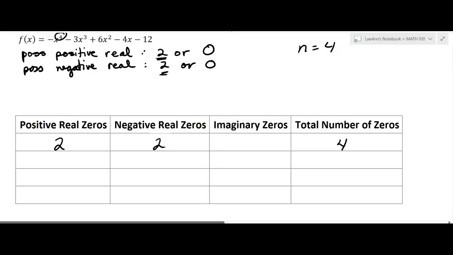So let's say you have 2 positive, and let's say you have 2 negative. Then you'd have 2 positive real zeros, 2 negative real zeros. You wouldn't have any imaginary zeros or any not real. They call them complex in the book, but I don't like that because they're all complex numbers. So we'll say not real zeros. And that gives you a total of 4. You couldn't have any not real zeros because then you have more than 4 zeros and that wouldn't work.